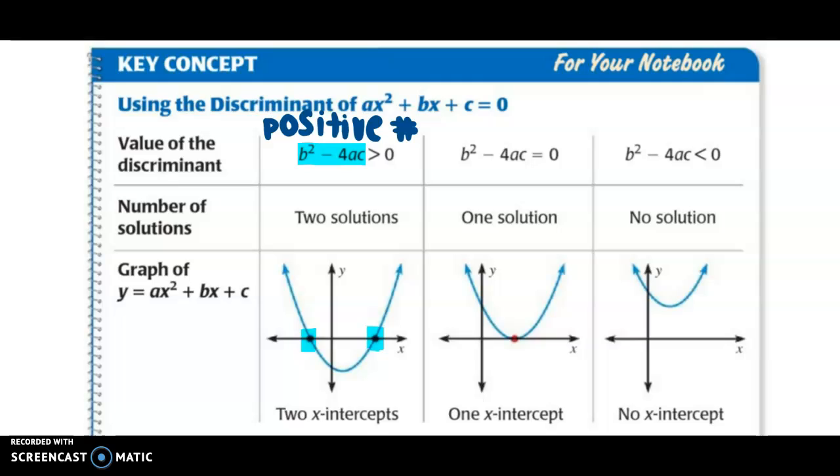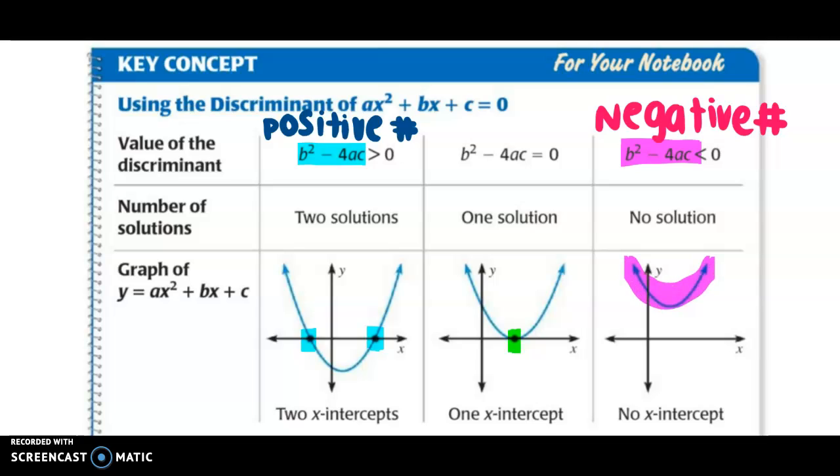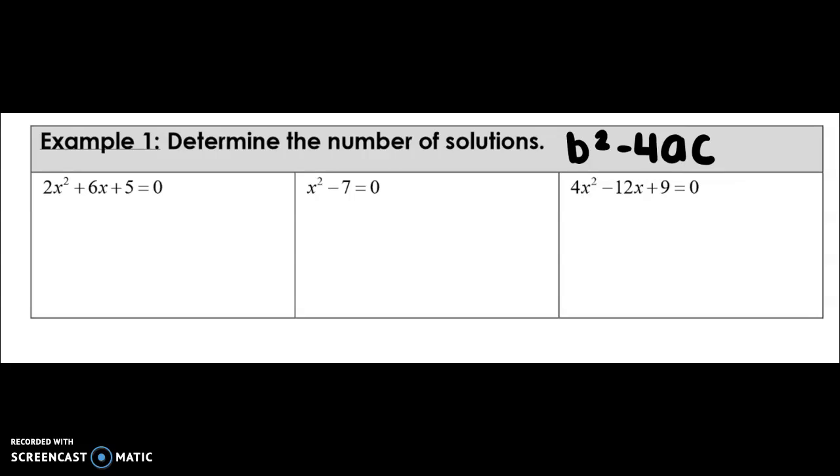When the value of the discriminant is equal to 0, that means there is 1 solution. In this case, that 1 solution will be 1 x-intercept, which means that the vertex is typically the x-intercept. Then lastly, when the discriminant is less than 0, another way to say that is a negative number, then there is no solution. And like we talked about, that means that this parabola will be floating in the coordinate plane and will never intersect the x-axis.